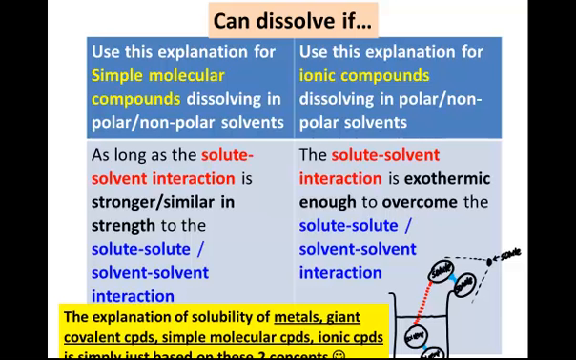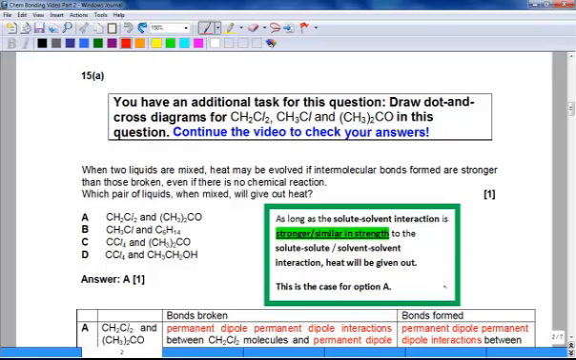So let's do a quick recap of question 15 of the tutorial. For question 15, we were given the question that when two liquids are mixed, heat may be evolved if intermolecular bonds formed, which was what we wanted to determine, are stronger than those broken, even if there is no chemical reaction. So which pair of liquids will give out heat when they are mixed?